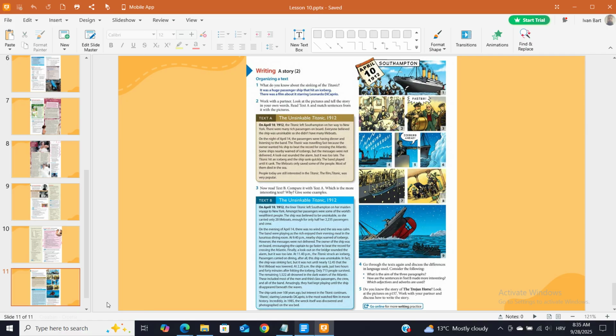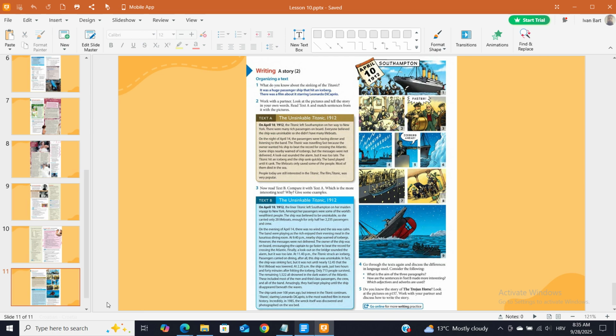4. Go through the texts again and discuss the differences in language used. Consider the following. What is the aim of the 3 paragraphs? How are the sentences in text B made more interesting? Which adjectives and adverbs are used?